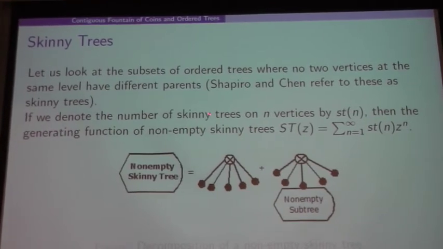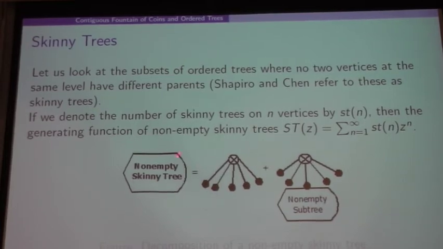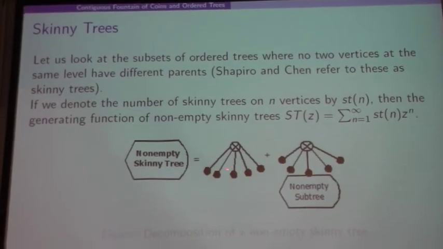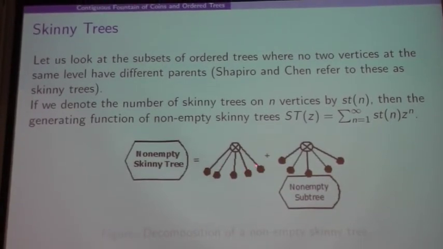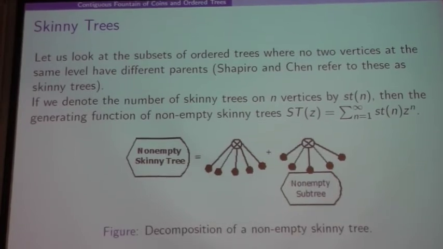So if we denote the number of skinny trees by st(n), just like the contiguous fountain, and we look at the generating function, these ordered trees in recursive form satisfy this kind of decomposition rule. This is not very difficult for you to see. The skinny tree is going to end either at level 1, or if it extends beyond level 1, it's going to have this kind of structure. You can only have one of the vertices extending, and so on. You with me?